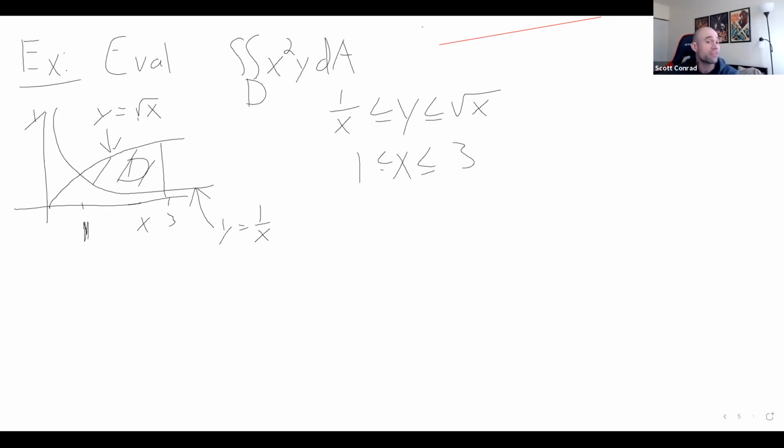Okay. Does everyone understand how we got to this point? Okay. So now, since y is bounded by functions, we're integrating with respect to y first. So we integrate x squared y, first with respect to y, which is bounded below by 1 over x and above by square root x. And then we're integrating with respect to x. X goes from 1 to 3.